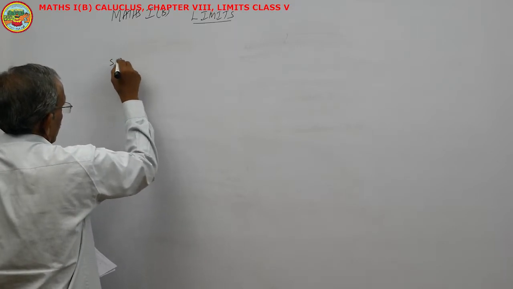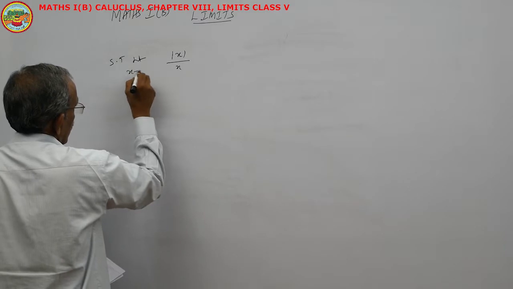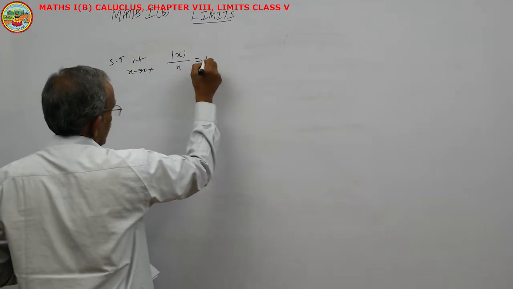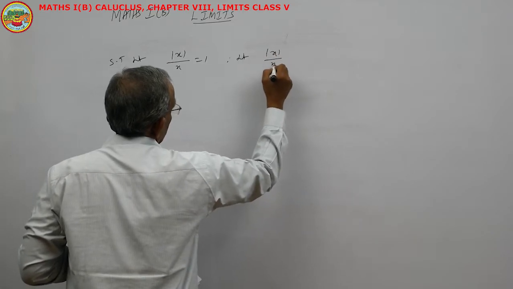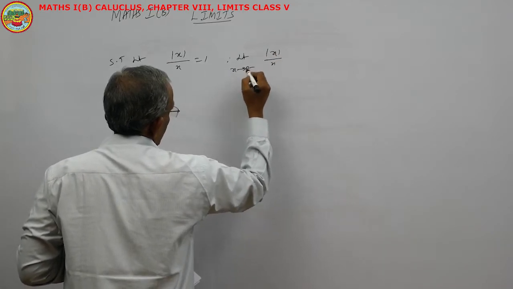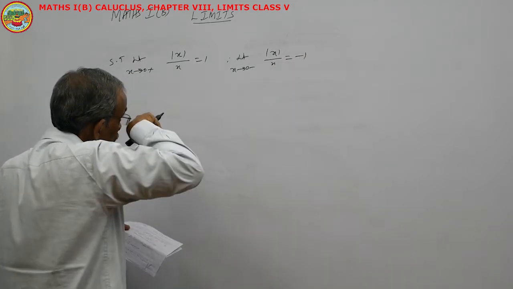Show that the limit of mod x by x as x tends to 0 plus is equal to 1. The limit of mod x by x as x tends to 0 minus is equal to minus 1.